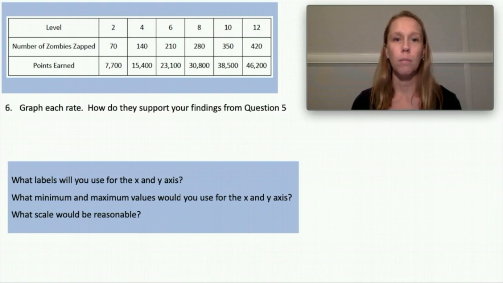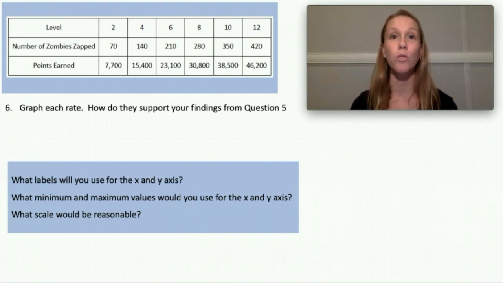The minimum and maximum values you would use. So for example, if I were going to graph the number of zombies zapped per level, how high do I want my x-axis to go, and how high do I want my y-axis to go, and what scale would be reasonable? I would recommend using a scale that kind of matches the rate in the table. So pause and make some graphs if you have the chance. If not, I'll show you mine.